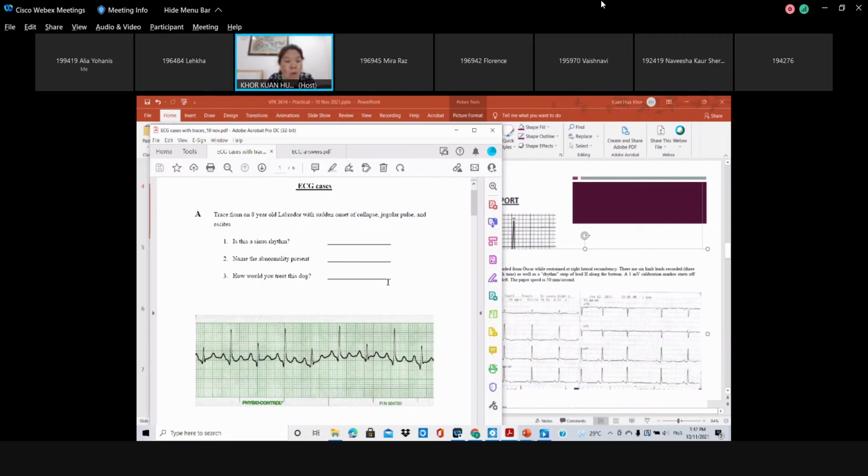Is there a P wave for every QRS? Is there a QRS for every P wave? Ada tak? Yes, Doctor. Okay. So group 19. What do you think about the R wave? What abnormality do you think this is?